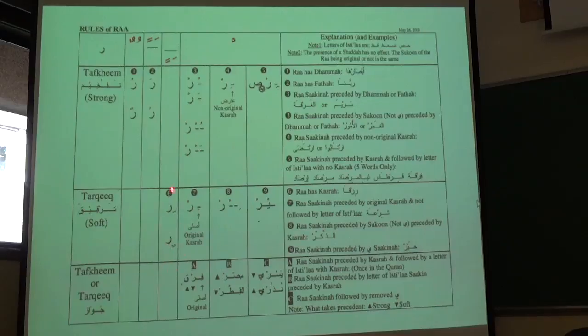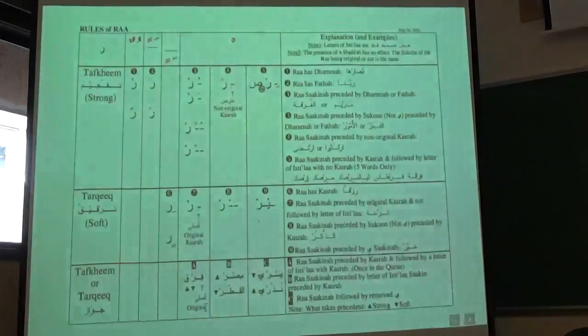All right, number 6, we already spoke about it. It's the simple case where the ra has a kasra or a double kasra. And the example here is rizqa. So we say ri, not ri. I heard some people saying ri, like they make it strong, as if there is just one flavor of ra.